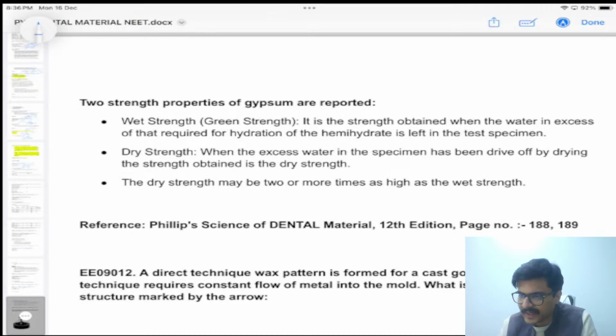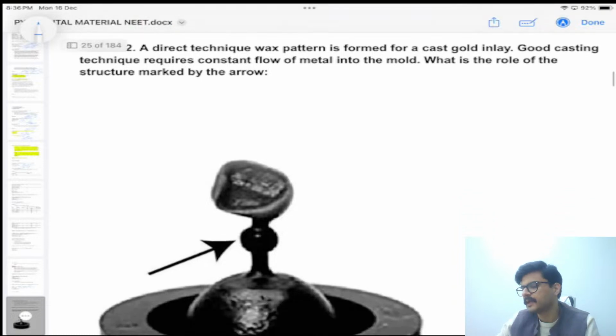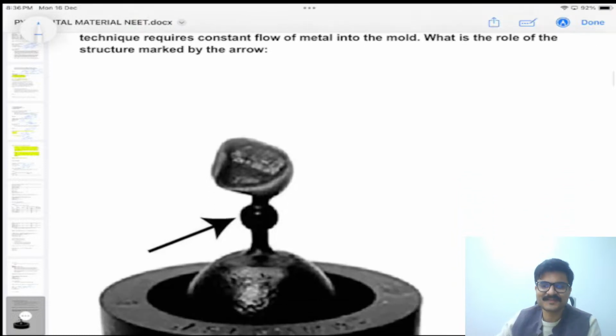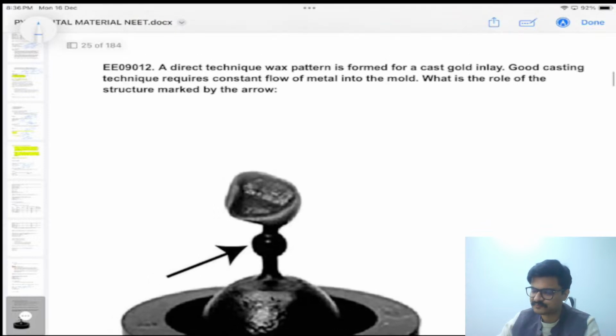Which teeth have more accessory? Let me check that. Direct wax pattern is formed. Good casting requires constant. What is the role of the structure? Oh wow, wonderful. In fact, this is something that I was discussing yesterday only, right? In our session yesterday, the ask me anything session with our students.